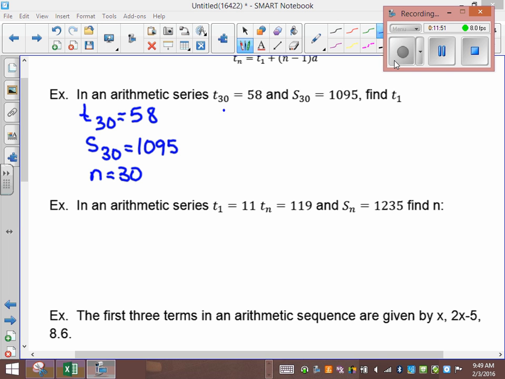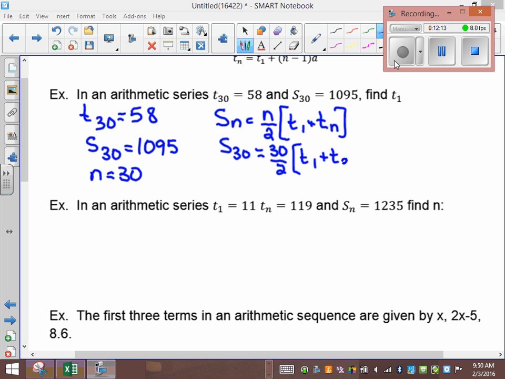So we have Sn equals n divided by 2 times T1 plus Tn. Most people don't spot this one right away, but if you think about it, it would be S30 equals 30 divided by 2 times T1 plus T30. And I know T30 and I know S30, so I can substitute them in, right? And the only thing I'm missing is T1. And what are they asking me to find? T1.